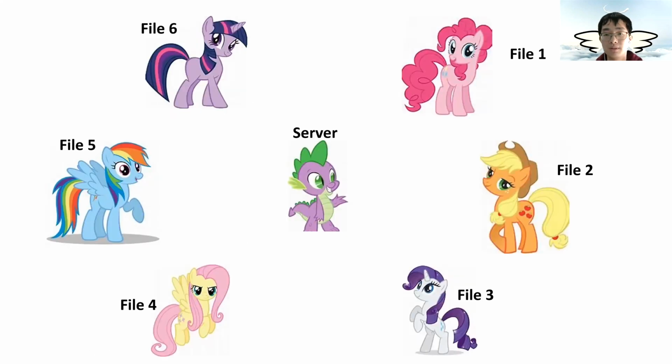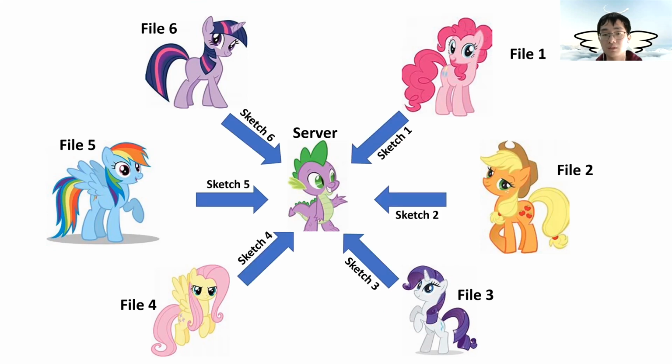Here is our problem setting. We have several clients and one server. Each client holds one file, and their goal is to find out which two files are the most similar ones. So they will compute a sketch and send it to the server, and the server will compute the answer based on their sketches. For example, if you use a platform like GitHub or Overleaf, then the file could be your code. On the other hand, if the file is a DNA sequence, then the server can be a giant database.